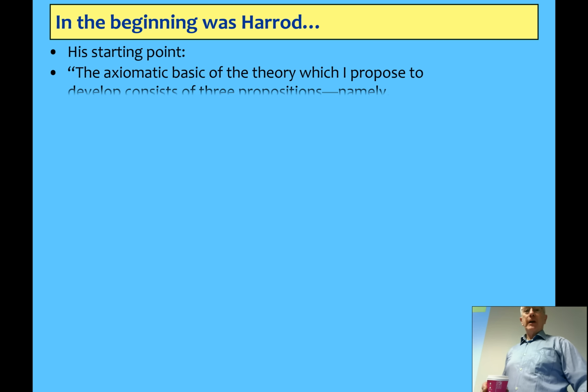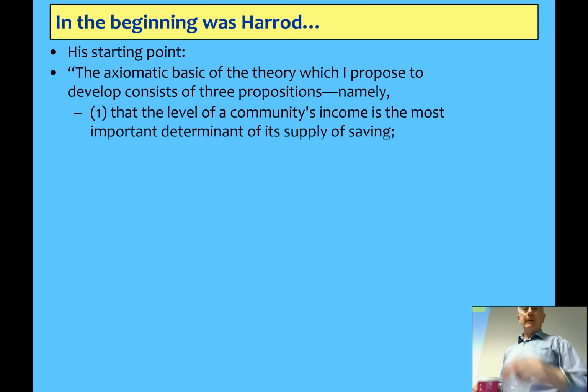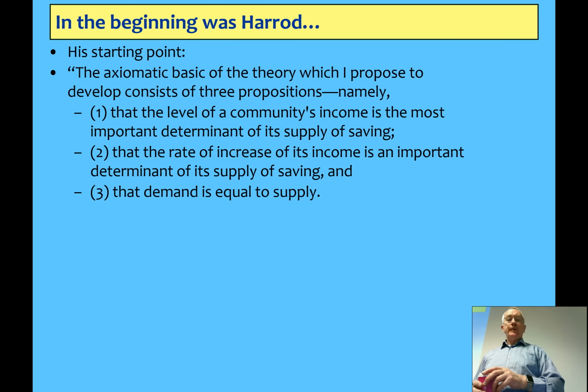Now, Harrod's starting point was to say that there are three propositions from which he begins. The first proposition was that income is the most important determinant of savings. And this is again, as you can see, Keynes's logic here: investment determines savings. Income determines savings. He said the rate of increase of income is an important determinant of its source of supply. So the growth of the economy generates where the supply of savings comes from. And he said demand is equal to supply.